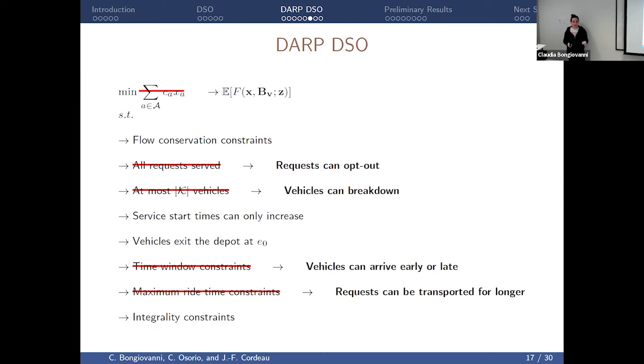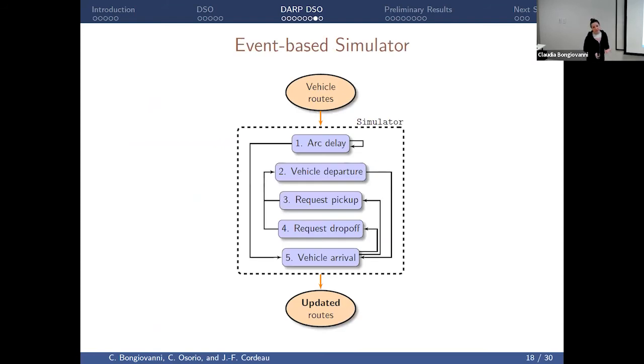And so time window constraints are no longer there, and requests as a consequence can be transported for a longer or shorter amount of time. All of these events actually come into play in the objective function. So these are constraints which are relaxed, but they also affect the objective function, which is an estimation in this case. So we need a simulator to be able to represent all these events.